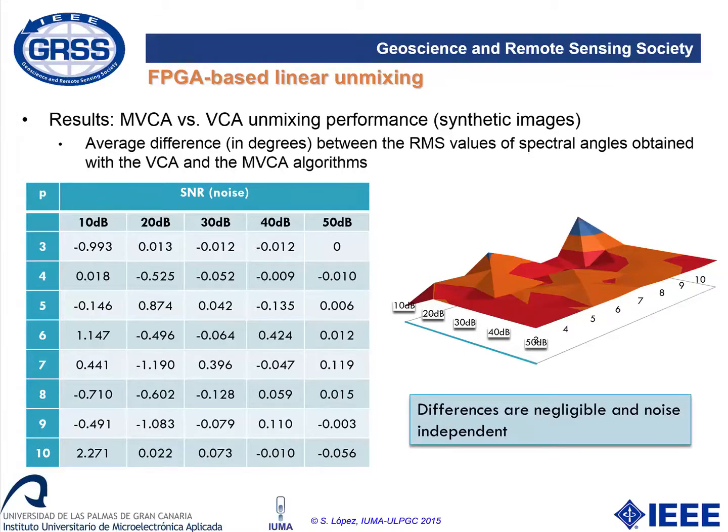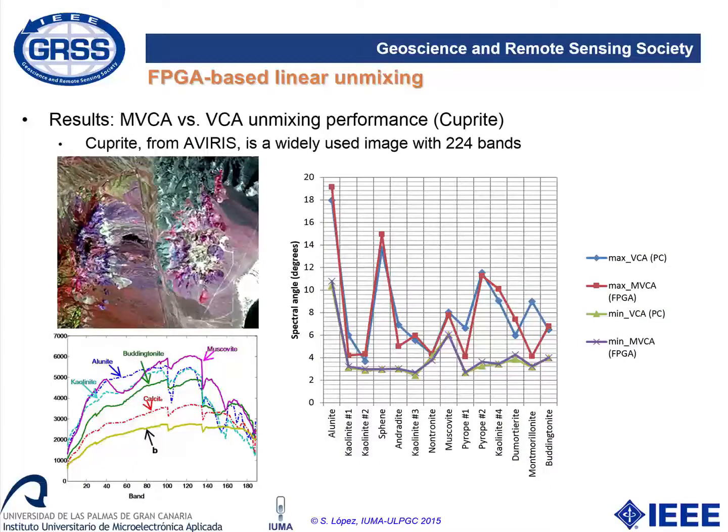Yeah, and here are some results that we obtained for a very famous real hyperspectral image, which is Cuprite, taken with the AVIRIS sensor. And what we plot here is the spectral angle with respect to different materials that were reported in the original BCA paper.